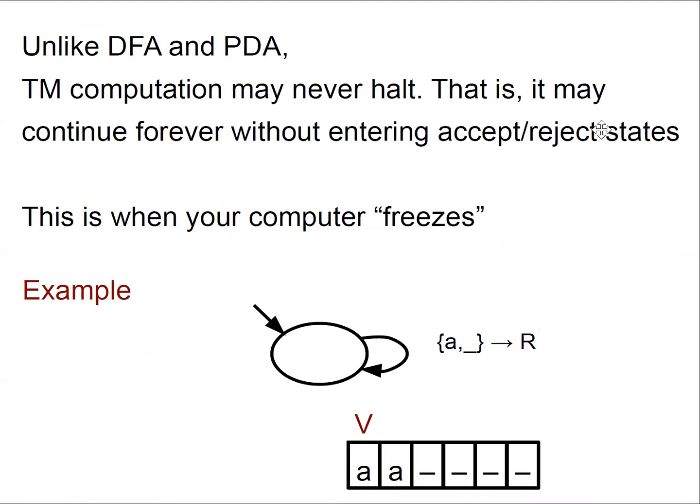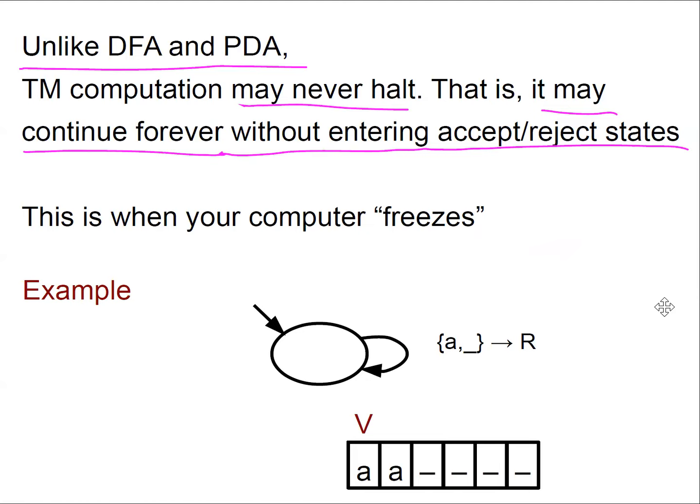So an important thing is that unlike DFAs and PDAs, TM computation, Turing machine computation, may never halt. That is, it may continue forever without ever entering an accept or reject state. This is an important way in which Turing machines are different from PDAs and DFAs. And this corresponds to when your computer freezes, right? Sometimes you're doing something and the computer freezes, it doesn't move anymore, and this corresponds to the machine not finishing the computation.